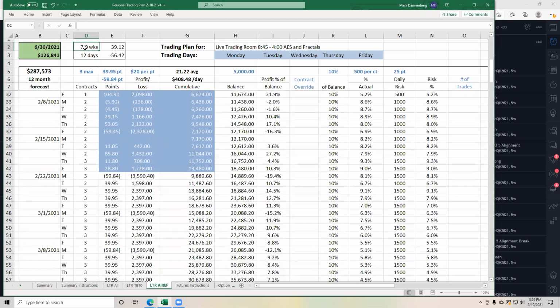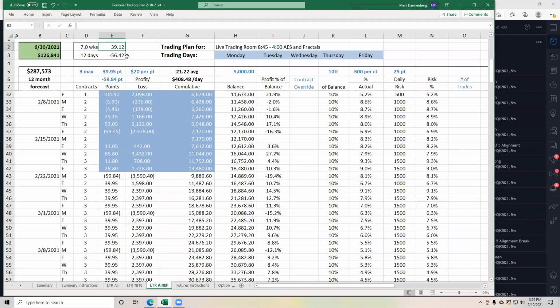So we are 7 weeks into this plan. We've actually had 12 losing days in the first 7 weeks. That seems a little high to me, but it is what it is. This is real trading, and all I care about is what are my run rates and how do those run rates forecast forward to provide a 12-month income for myself from a $5,000 account.